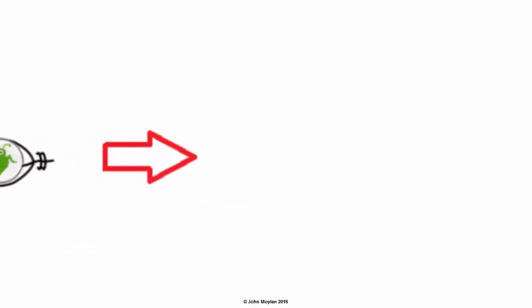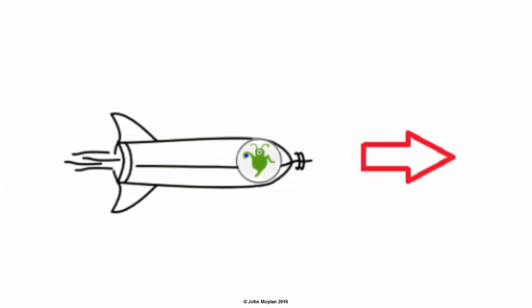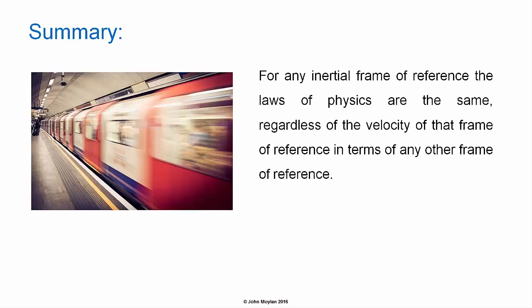For some rigorous thought experiments, people are asked to imagine a spaceship travelling through deep space well away from any stars or planets with constant velocity, as this is a truly inertial frame of reference. For any inertial frame of reference, the laws of physics are the same, regardless of the velocity of that frame of reference in terms of any other frame of reference.